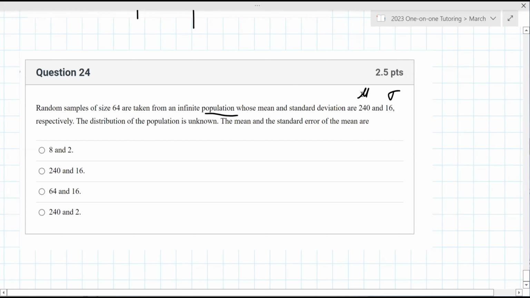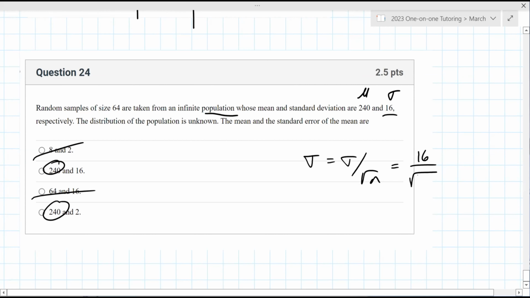So the mean is always the mean. That means your mean is always 240. That never changed. But the sigma changes because it's sigma divided by the square root of n. So in this problem, it's 16 divided by the square root of 64, because that is your sample size there. 16 divided by 8 or 2.